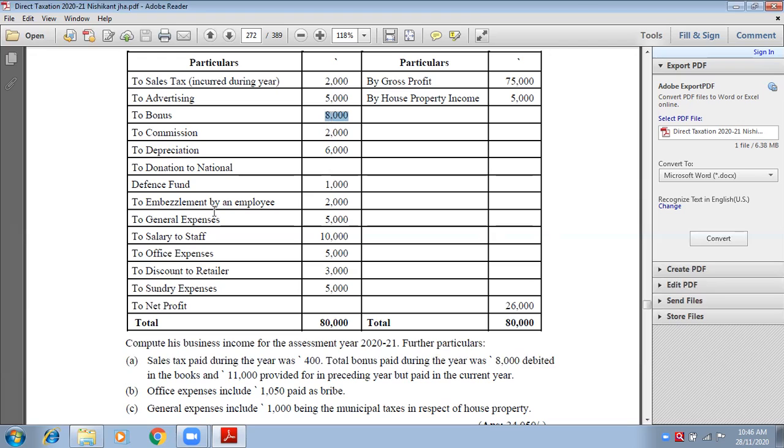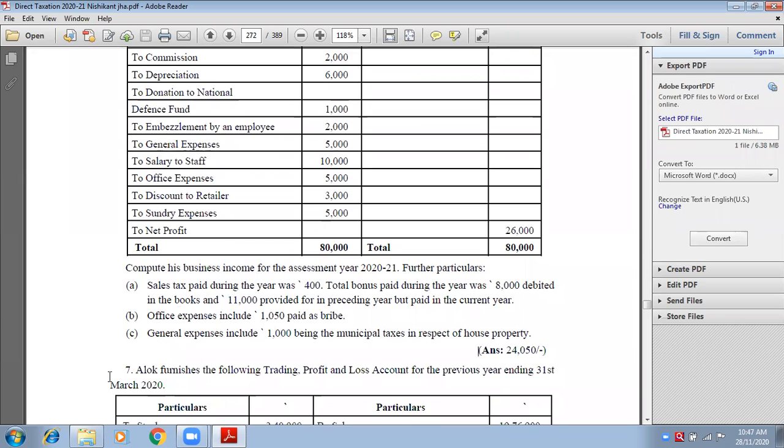Please remind me, okay? Do you have any doubt related to 11,000? Please clear it out then. No doubt, ma'am. Okay, very good. So related to 8,000, you must not have any doubt. But if you have any doubt related to 11,000, please ask me then. Okay, next adjustment. Office expenses include 1,050 rupees paid as bribe.